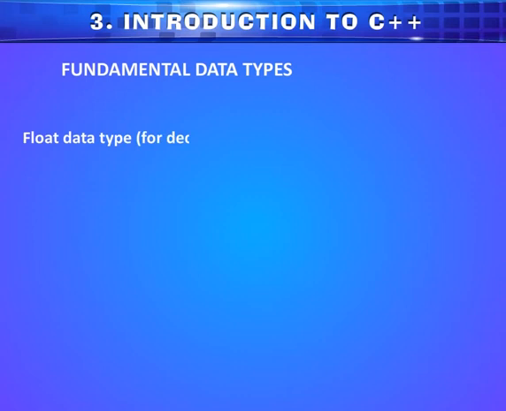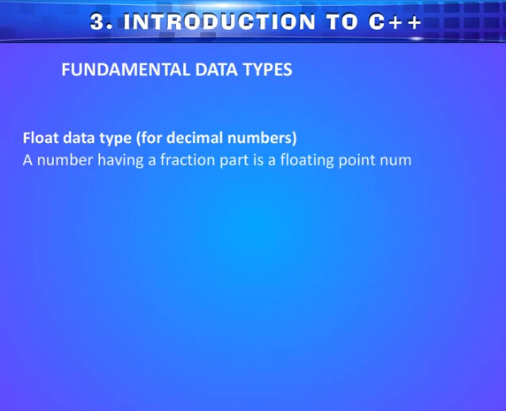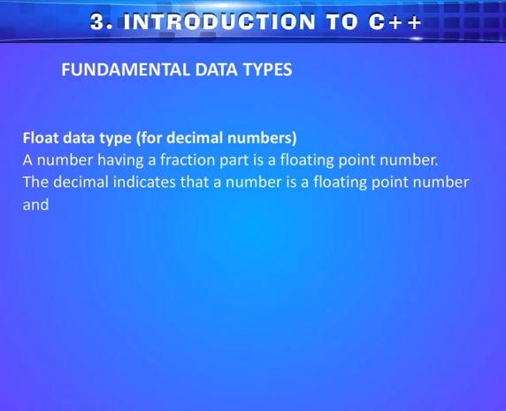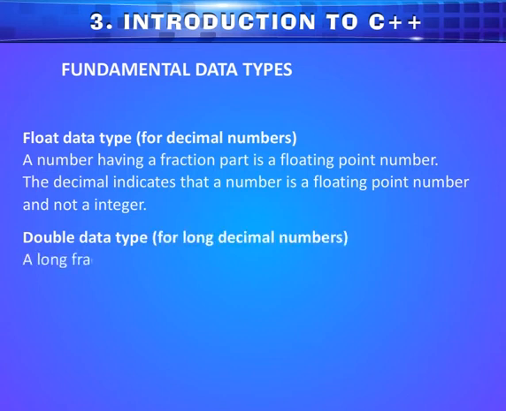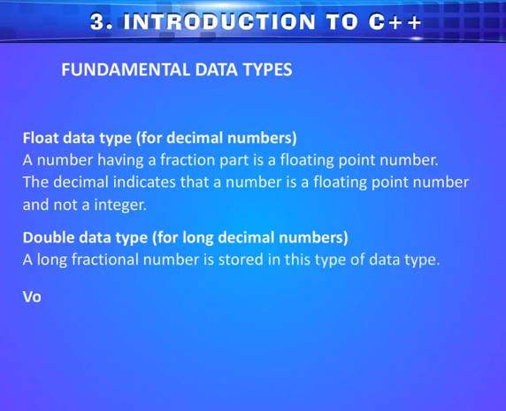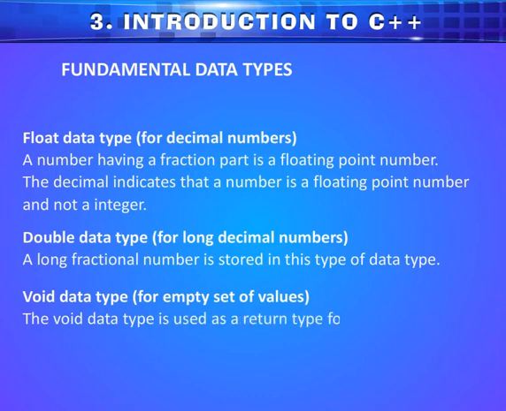Float data type for decimal numbers. A number having a fraction part is a floating point number. The decimal indicates that a number is a floating point number and not an integer. Double data type for long decimal numbers. A long fractional number is stored in this data type. Void data type for empty set of values. The void data type is used as a return type for functions which are not returning anything.